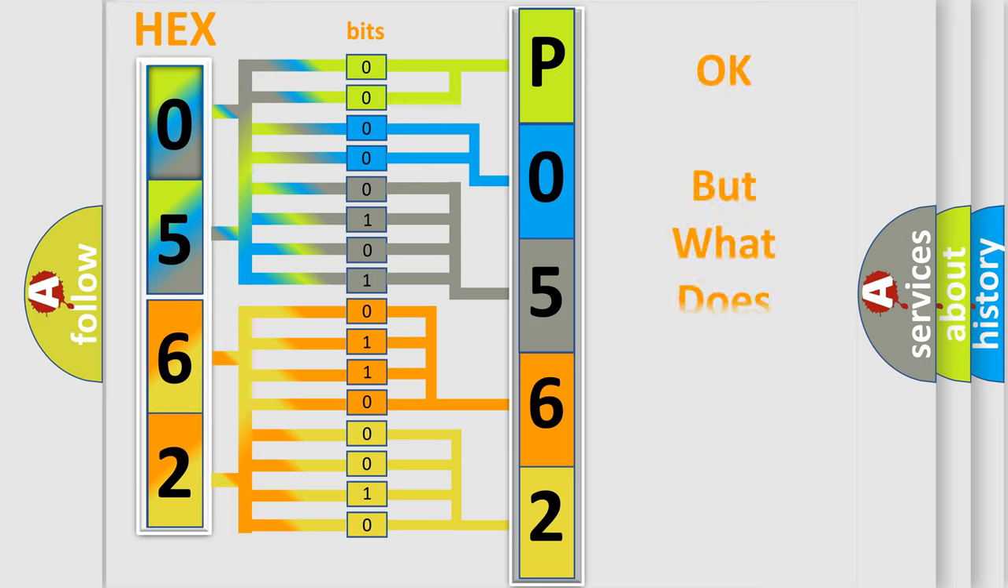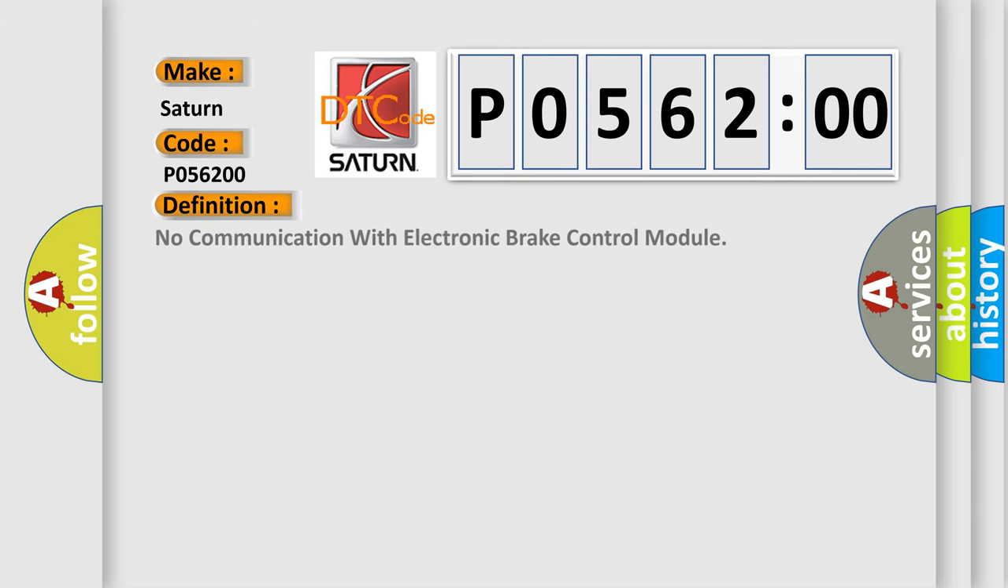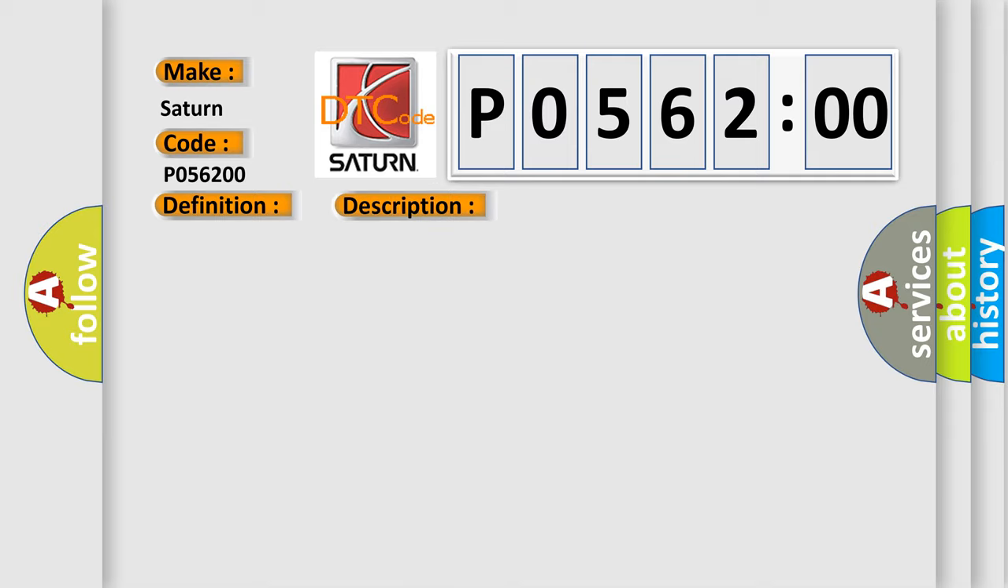The number itself does not make sense to us if we cannot assign information to what it actually expresses. So, what does the Diagnostic Trouble Code P0562-00 specifically interpret for Saturn cars? The basic definition is: no communication with electronic brake control module. And now this is a short description of this DTC code.